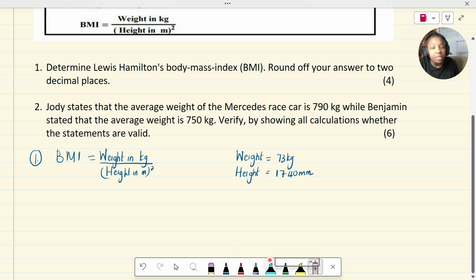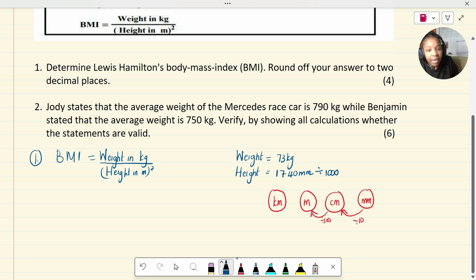So there we already see what we need to do. We need to convert the height from millimeters to meters. How do you convert from millimeters to meters? If you're making use of those diagrams that I'm forever drawing, moving from millimeters to meters, you're dividing by 10, dividing by 100. So actually you're dividing by 1,000. So when you convert from millimeters to meters, you're dividing by 1,000.